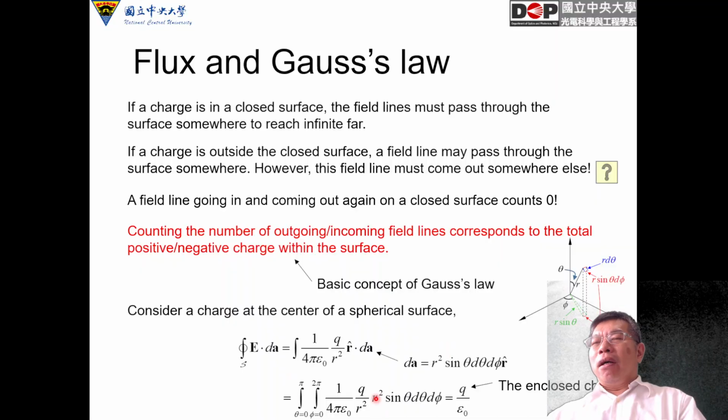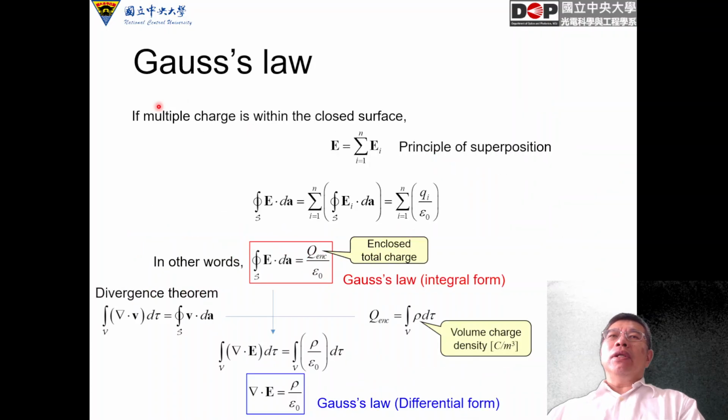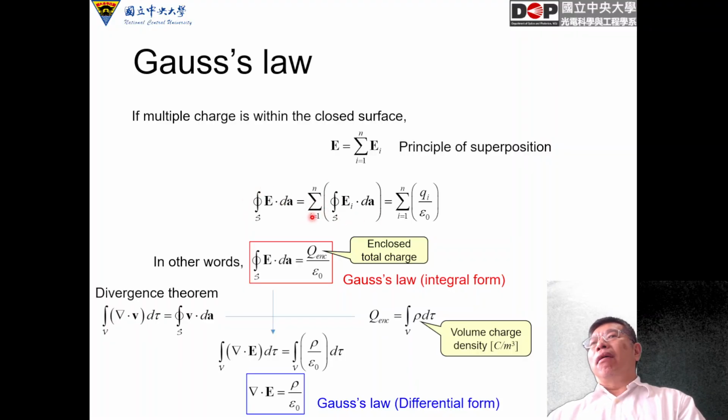That will be the Gauss law: the integration of the flux through the enclosed surface will be the total charge divided by epsilon naught. That's the idea. So the Gauss law is, if multiple charges are within the closed surface, the electric field will be the sum of each charge's contributed electric field. Based on the principle of superposition, because the electric field can be summed one by one, we write our electric field as a summation of each charge's contribution.